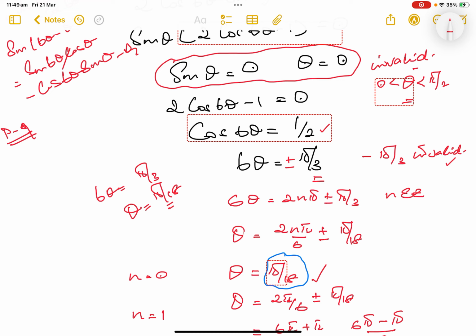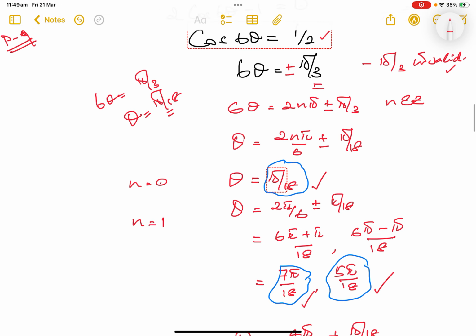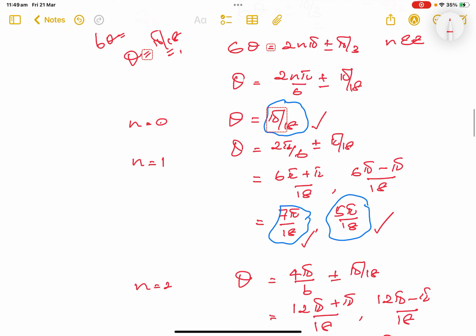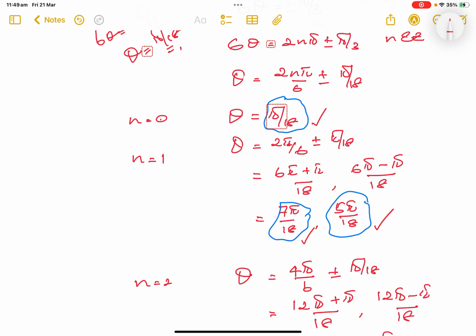So for theta, just divide by 6. Then theta equals 2n pi divided by 6 plus or minus pi over 18. N equals 0, we get the first value, which is pi over 18. N equals 1, 2 pi over 6 plus or minus pi over 18. When you work it out, one is 7 pi over 18, and the other one is 5 pi over 18. Obviously, both are less than pi by 2 and greater than 0, so those values are okay as well.